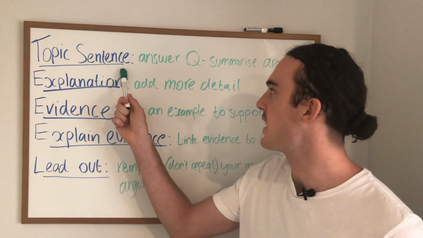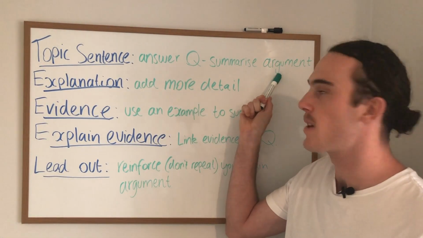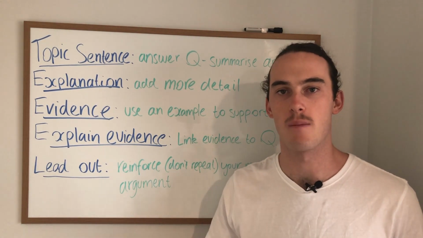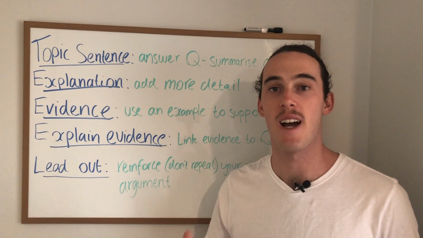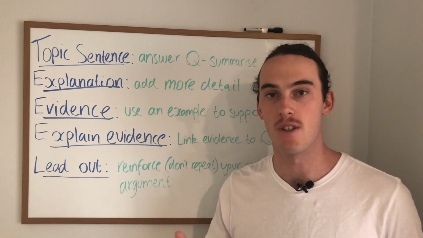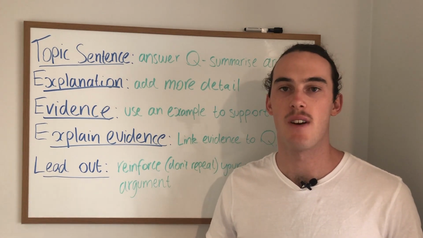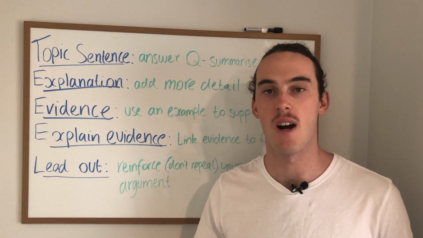So first we've got the topic sentence, and here we need to answer the question and summarize our argument. We need to inform the reader what it is we're actually trying to prove here. So you can look at the question and pretty much put that in your own words and write your response to it. It's important here to be quite general because this is the very start of your paragraph. You want to summarize and encapsulate what you're trying to write about.